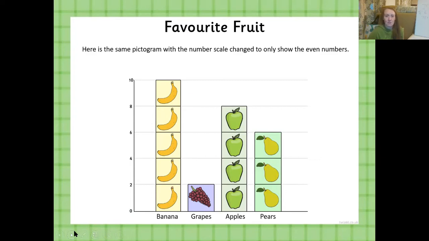Okay, here is the same pictogram with the number scale changed to only show the even numbers. So this time we've taken off number 1, we've got number 2, taken off number 3, got 4, taken off number 5, got number 6, taken off number 7, there's 8, taken off number 9, and there's 10. And that's because we know we've got to count in 2s, and therefore we only need our 2s up the side there.